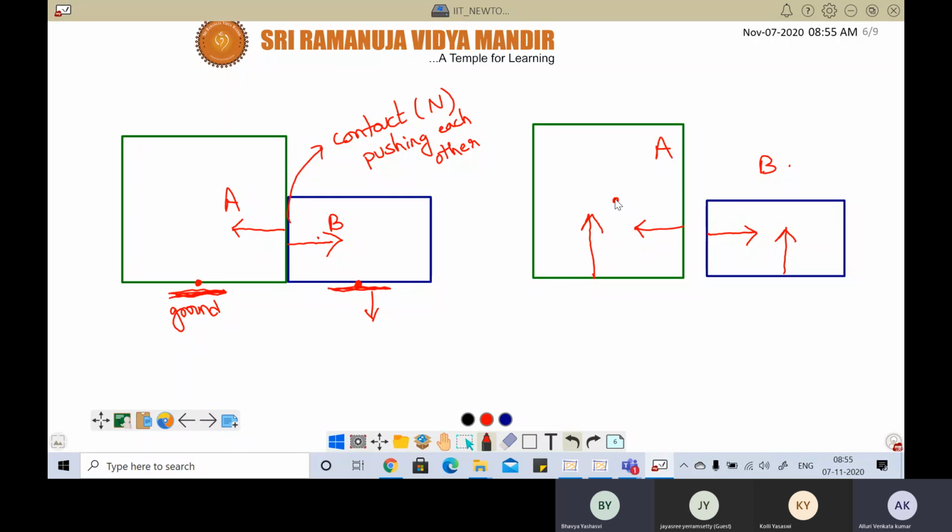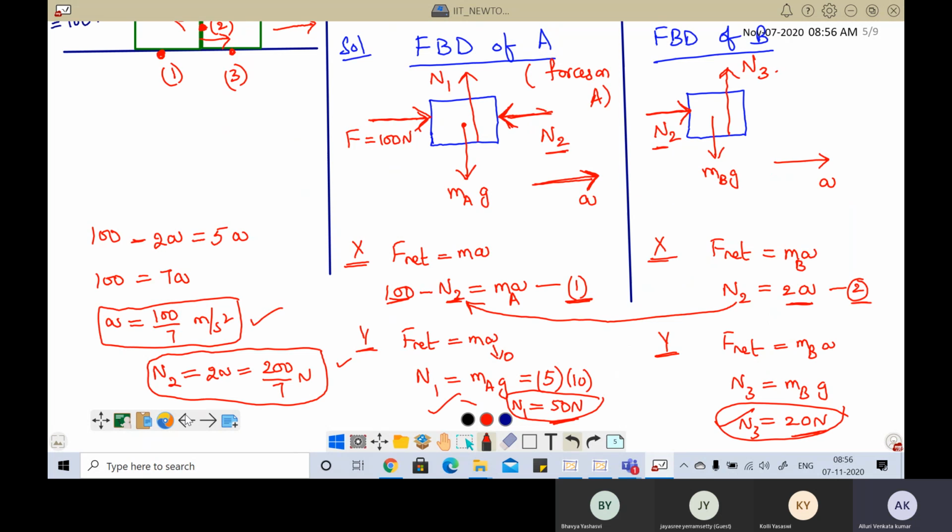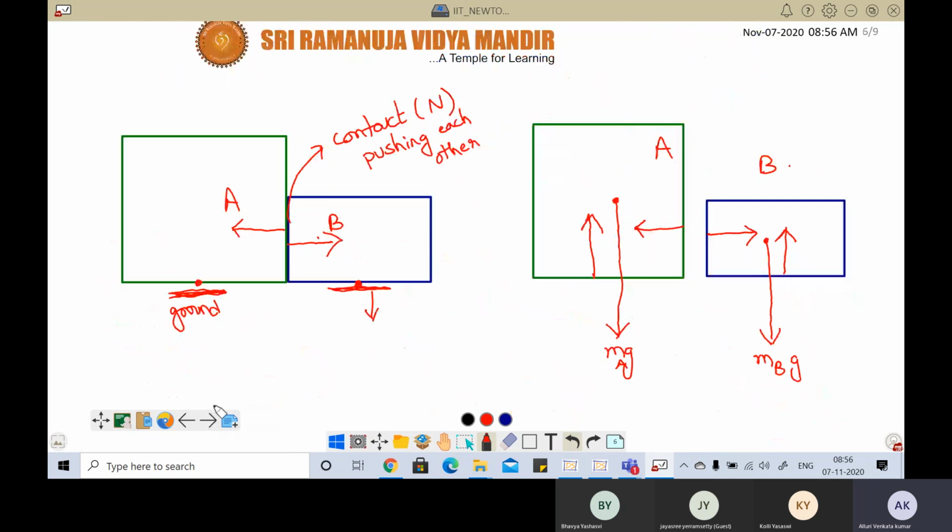And apart from this, there is one force which is called what? Gravitational force, sir. That's all. Is the free body diagram over or not? Yes, sir. And of course, for block A, there is one more force, F equal to 100. Easy or difficult now?